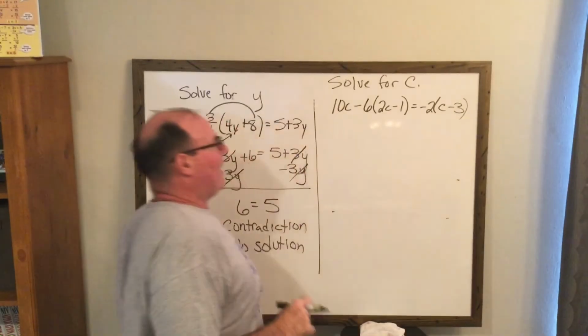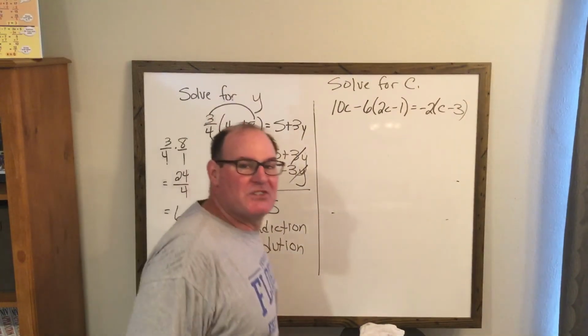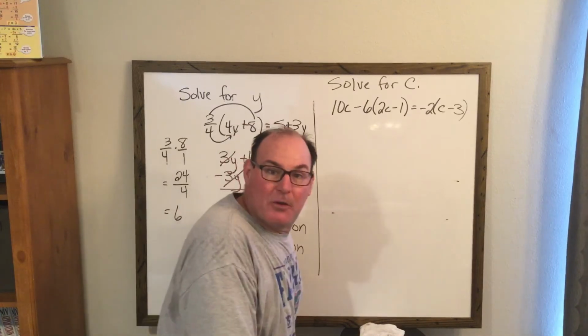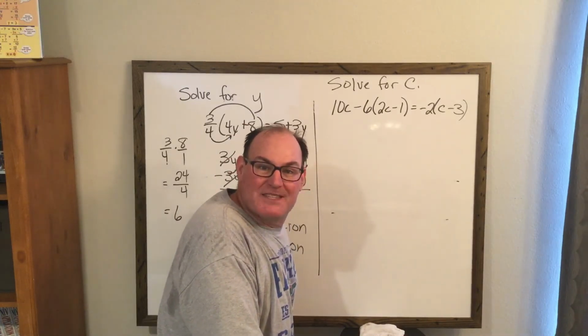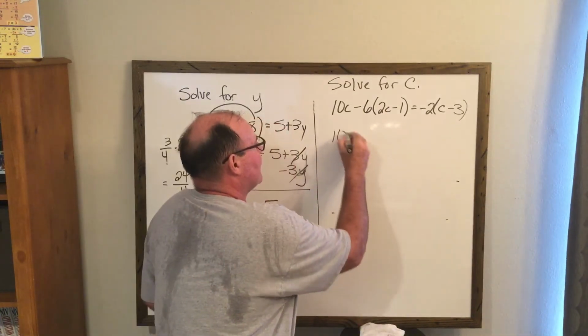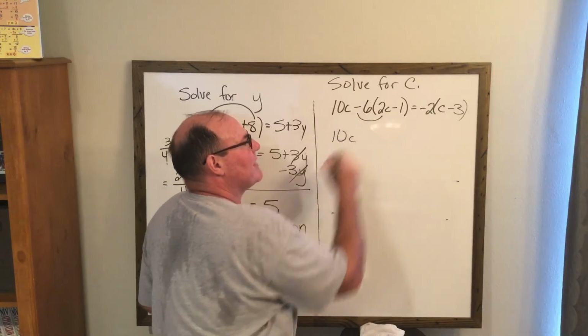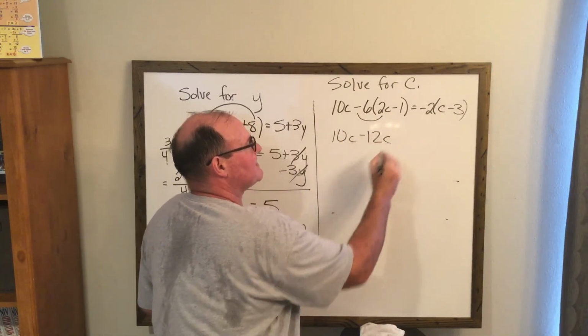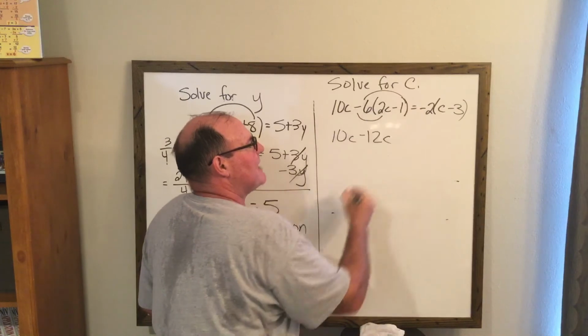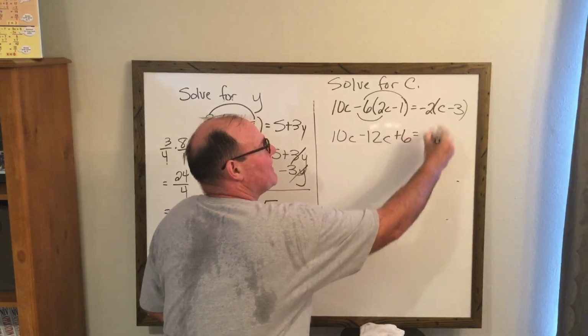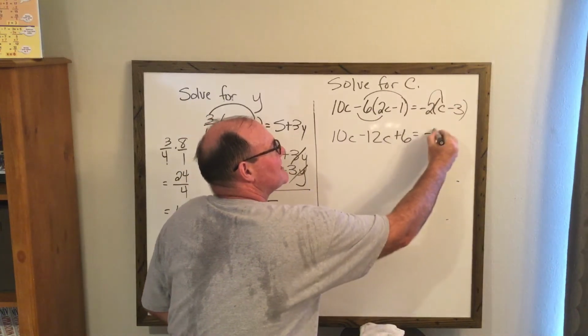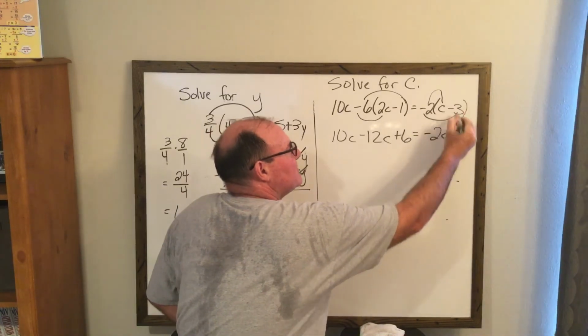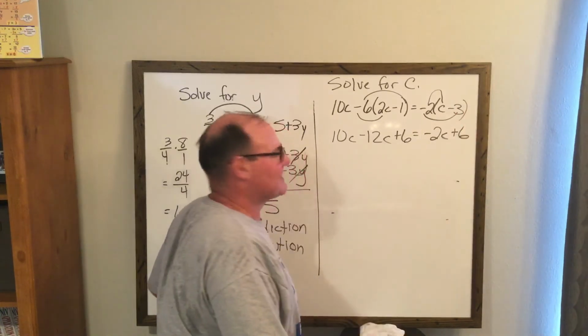All right. Well, again, I have the same first step that I've had in every other problem. Got to get rid of those parentheses. So here goes. Negative 6 times 2c is negative 12c. Negative 6 times negative 1 is plus 6. Negative 2 times c is negative 2c. And negative 2 times negative 3 is plus 6.